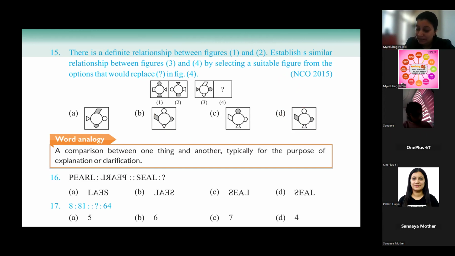Yes, see, in C and D also the shapes were drawn correctly, all the shapes were the same. Just the shaded portion differs: in the C part only the small circle was shaded. But what do we need in our answer? The shapes which are just west and east should be shaded. That is why we opted for D. Got the pattern? Yes, ma'am.